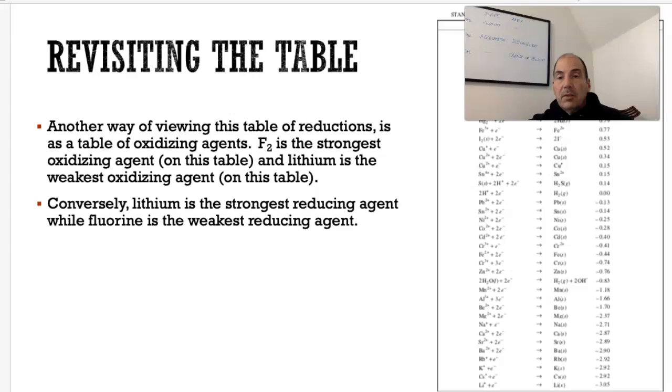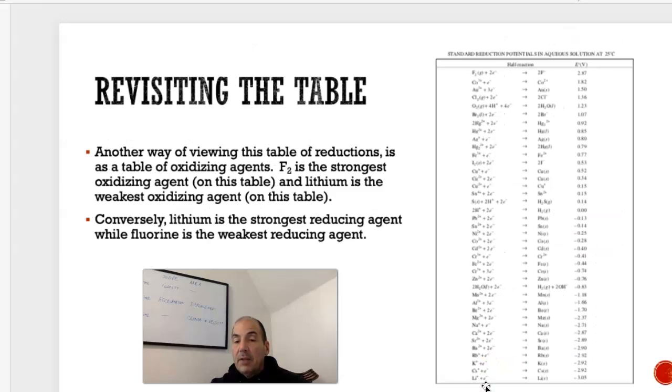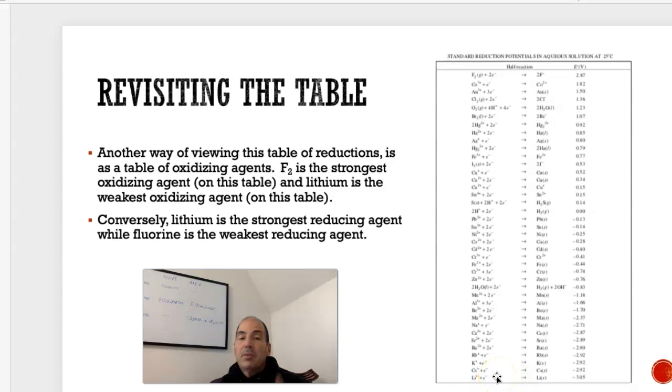So if we go back to talking about this table again real quick, we said that fluorine is the best at being reduced. So that means it's the best oxidizing agent. We said that lithium is the best at being oxidized, which means that it is the best reducing agent. So we could look at this table in terms of oxidizing agents or reducing agents as well. If we talk in terms of oxidizing agents, then clearly fluorine is the best oxidizing agent and lithium is the worst. If we talk about it in terms of reducing agents, lithium is the best, fluorine is the worst.